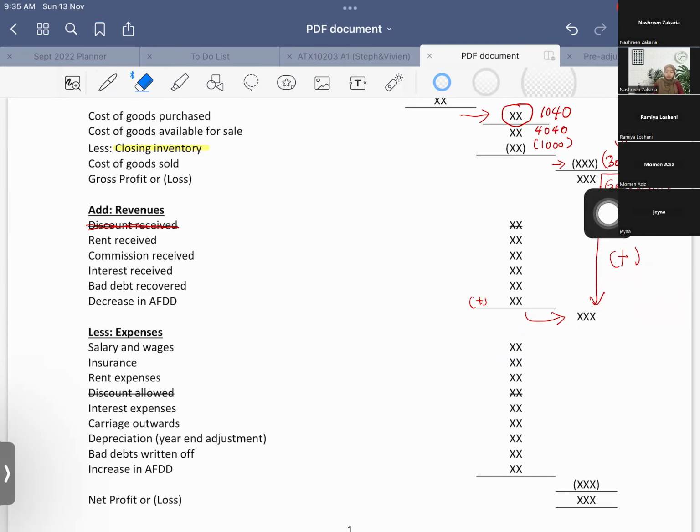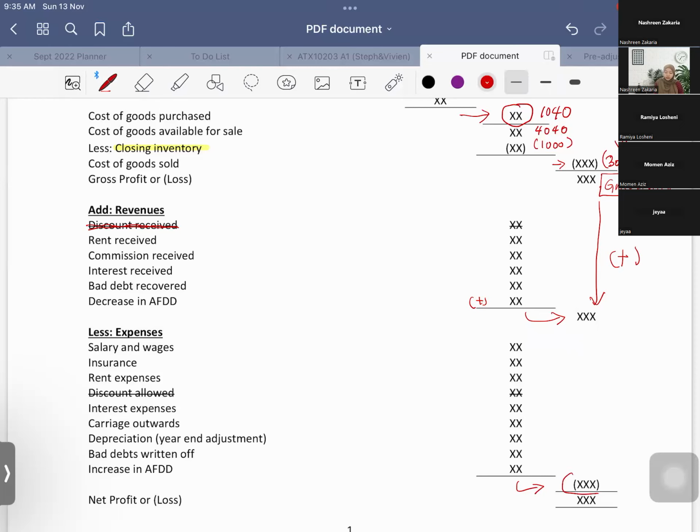Okay. And then this one for revenue, and then let's say ada expenses. So kena lesskan all of the expenses items. Let's say kita ada salary and wages, insurance, rent expenses, semua ni letak kat sini. Okay, ini you kena plus sebab semua expenses kan. So you plus lah all of the expenses items. Masukkan dekat last column. Okay. Put at the last column.